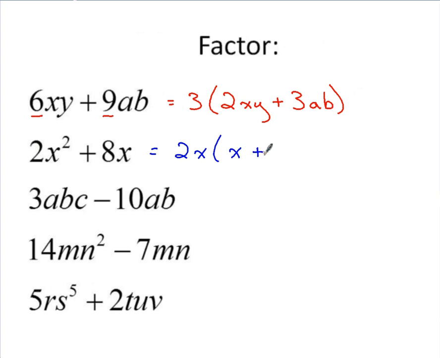Plus, all right, for this second term, 2 goes into 8 4 times. You took 1 x out. There was 1 x there. No x's would be left. There's your factorization, your complete factorization for the second one.